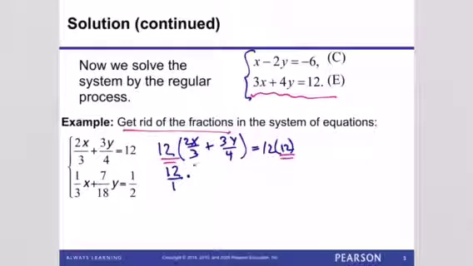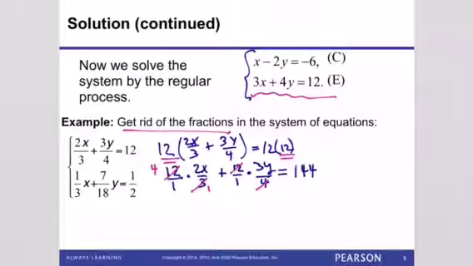12 over 1 times 2x over 3 plus 12 over 1 times 3y over 4 equals 144, right? So the quickest way to do this is to cross cancel. 3 goes into 12 4 times, and 3 goes into 3 once. 4 goes into 12 3 times, and 4 goes into 4 once. If you don't get that, just multiply the whole thing out.